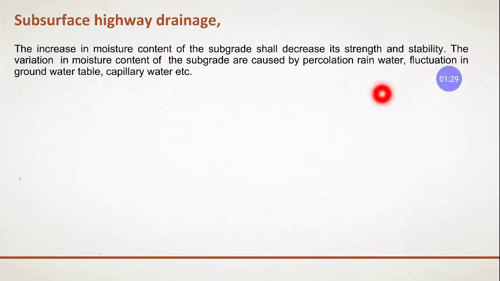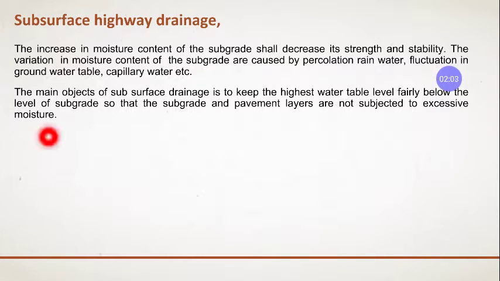The variation in the moisture content of subgrade is caused by percolation of rainwater, fluctuation in the groundwater, and capillary water, etc. So these are the important ones: rainwater, groundwater, and the capillary water. Right, these are the main water sources that disturb the subgrade and will reduce its stability and strength.